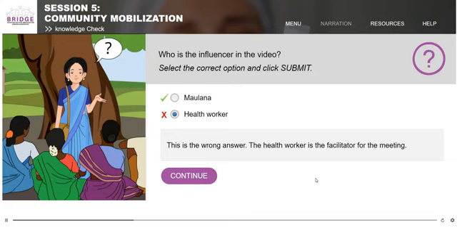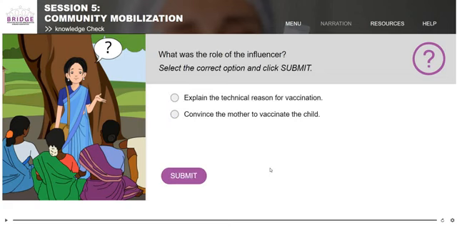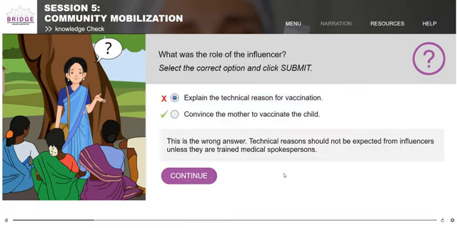This is the wrong answer. The health worker is the facilitator for the meeting. This is the wrong answer. Technical reasons should not be expected from influencers unless they are trained medical spokespersons.